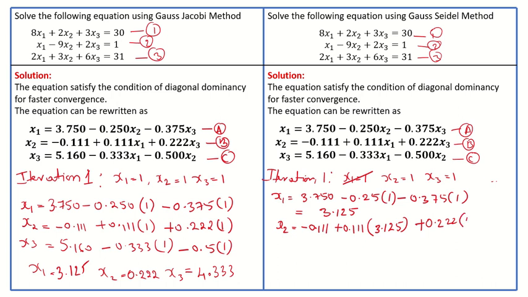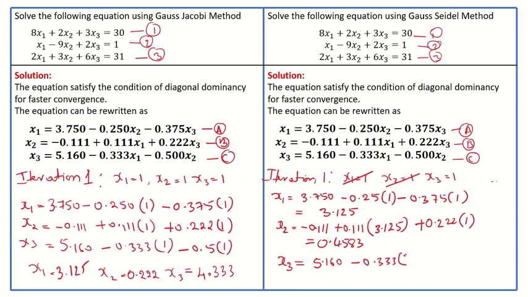X3 is 1 only because that value is not updated, and you are going to get the value of x2 as 0.4583. Okay, so this is the value of x2. Now this x2 equal to 1 is updated with x2 equal to 0.4583. Now let us use equation C and we'll see what you are going to get for x3. So it is 5.160 minus 0.33.